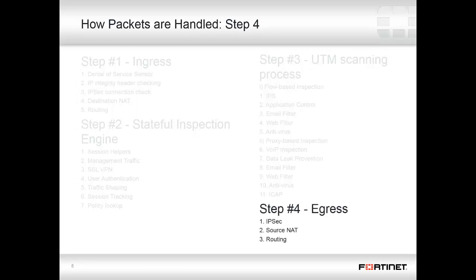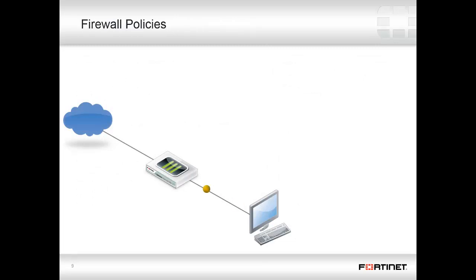After all this is the final step where the packet leaves out on the egress interface. The last few checks are to see if it belongs in a VPN tunnel. Then any enabled source natting is performed. Finally, the packet is routed out the interface and leaves the FortiGate.